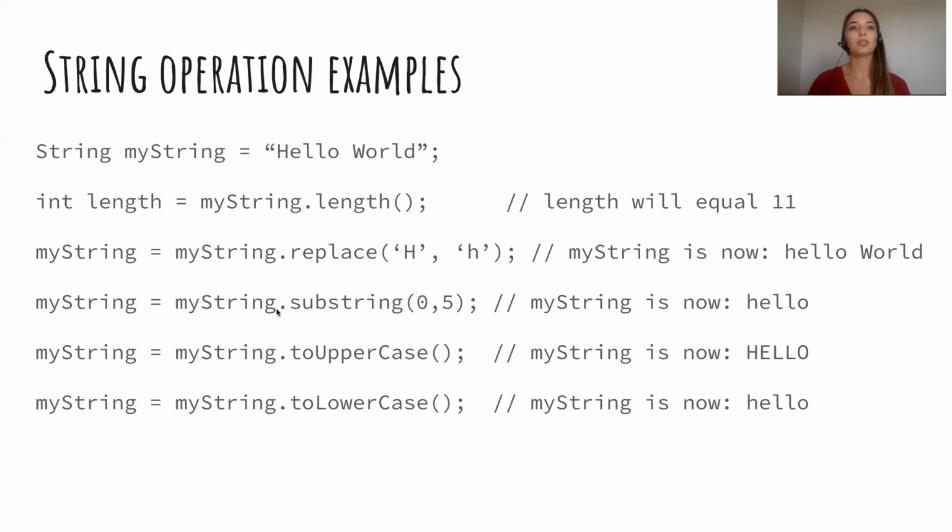toUpperCase is just going to change all the letters to be uppercase. So you see here, hello, all in uppercase. And toLowerCase is going to make everything lowercase. So it'll all be in lowercase.